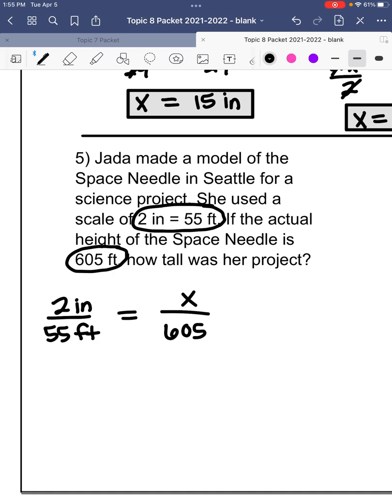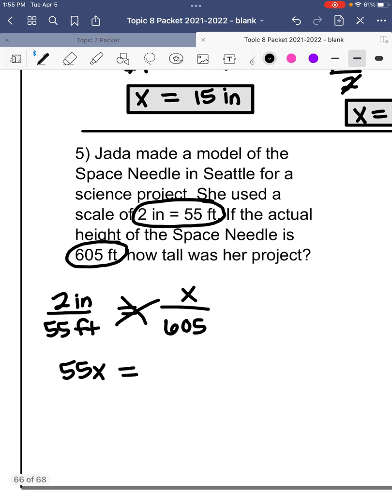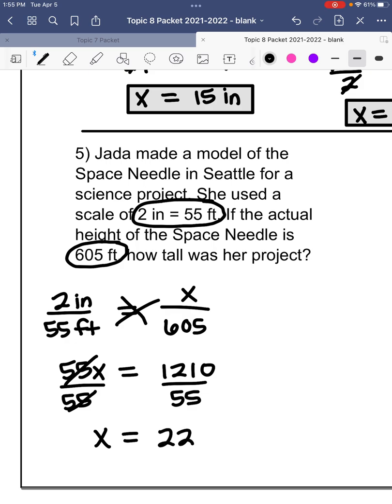So now I'm ready to cross multiply. So first, 55 times x is 55x, and we set that equal to 2 times 605, and that is going to be 1,210. So now to get that x by itself, divide by 55 on both sides. So my 55s cancel out. X is by itself. 1,210 divided by 55. If you put that into your calculator, you get 22. 22 what? 22 inches. Don't forget to include those units.